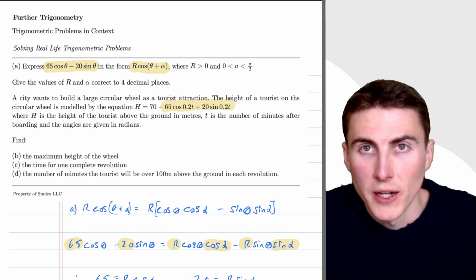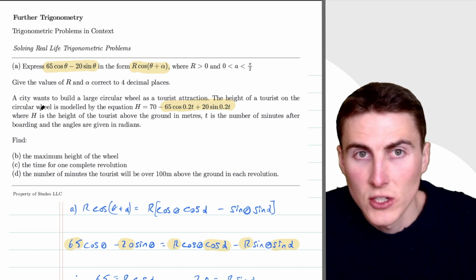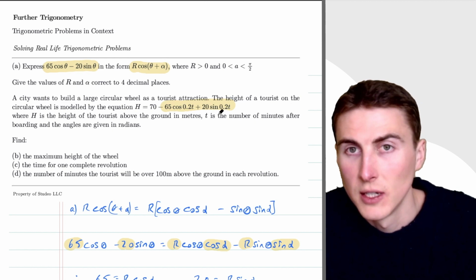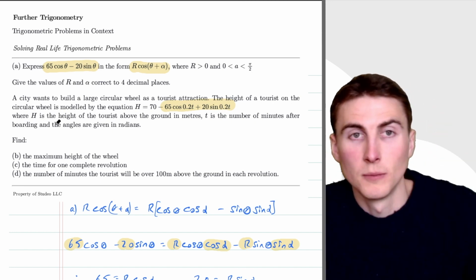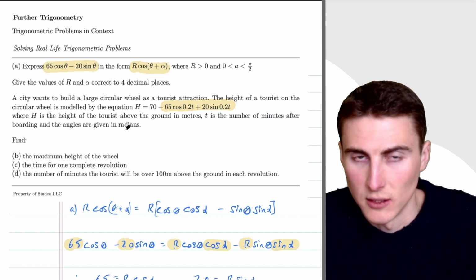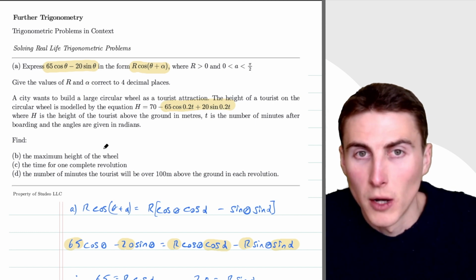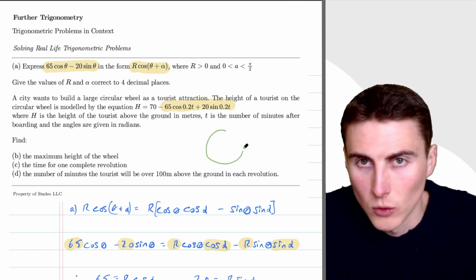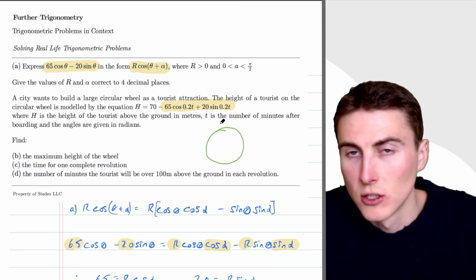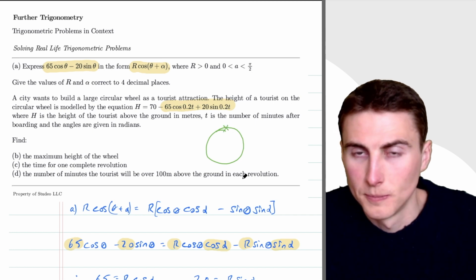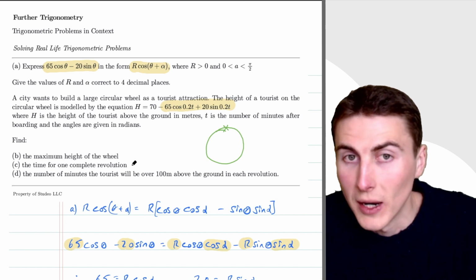The question then says that h is the height of the capsule above the ground in meters, t is the number of minutes after boarding, so how many minutes it's been going around for, and the angles are given in radians. The first part of the question is to find the maximum height of the wheel. If we sketch it, here we've got a wheel, and we need to find h when the person is at the very, very top. That's for part B.